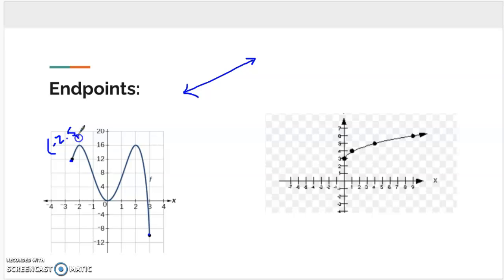12 is one endpoint. This is a comma. My other endpoint is down here. It looks to be at 3, -10. I put my x first, so we'll put 3 and then comma -10 right here. 3, -10. Notice on this one, there's only one endpoint, and that one endpoint is 0, 3.